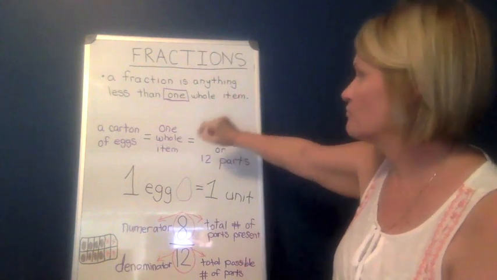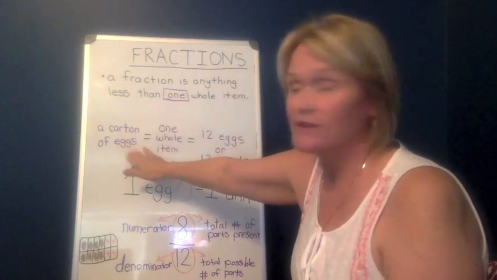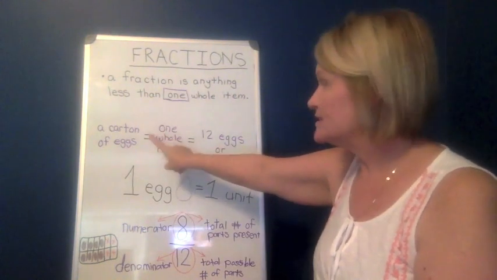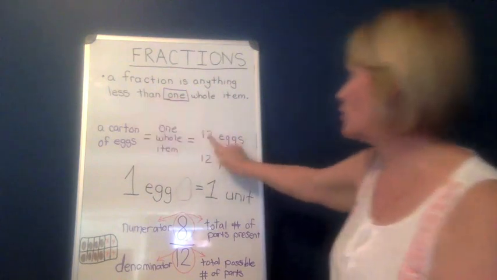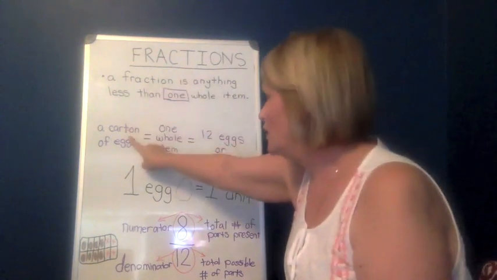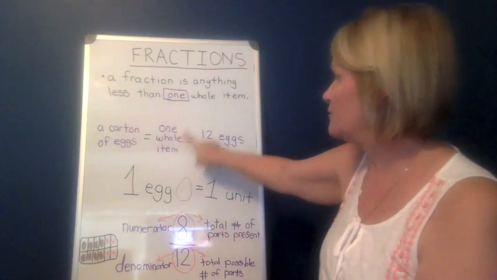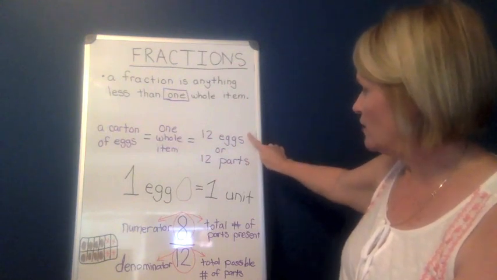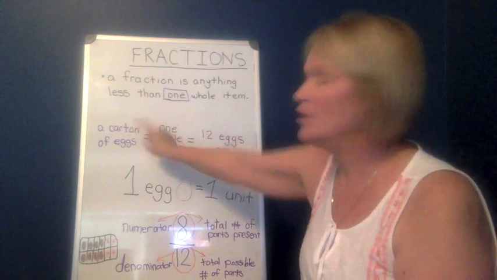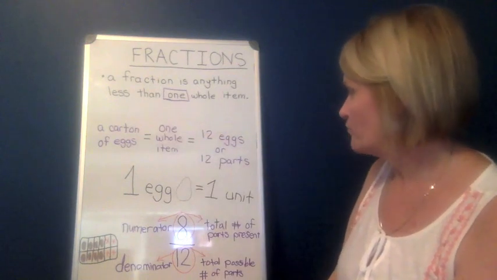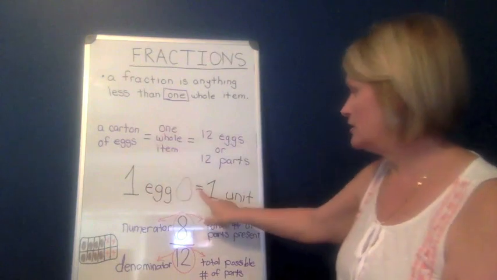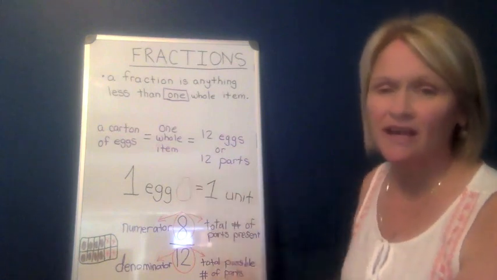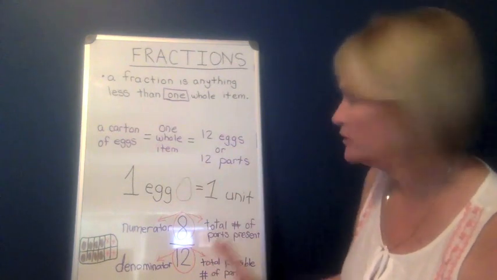Less than 1. If I had a carton of eggs, that carton of eggs is the 1 item. The whole carton is 1 item. Inside that carton are 12 eggs. So 1 carton equals 1 whole item equals 12 eggs. Each egg is a part. So there are 12 eggs or 12 parts of 1 carton. All right? 1 egg in that carton is called 1 unit. 1 egg is called 1 unit. That's supposed to be an egg, kind of looks like a potato, but we're going with it.